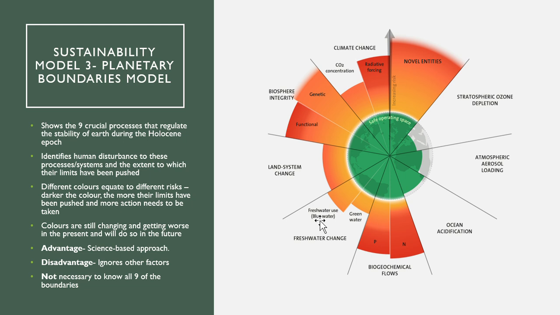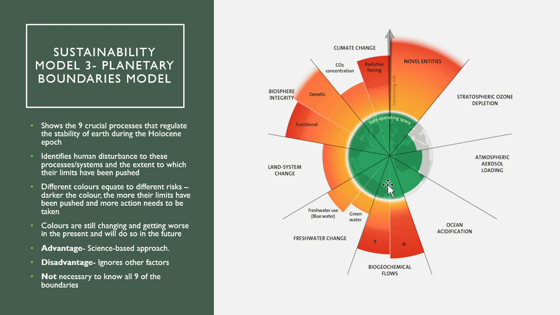This model shows the 9 crucial processes that regulate the stability of Earth during the Holocene epoch. The Holocene epoch is the time period of Earth ever since the last ice age, basically. This model identifies human disturbance to these processes and systems and the extent to which the limits have been imposed by humans. The different colors equate to different risks. The darker the color, the more the limits have been pushed and the more action that needs to be taken.